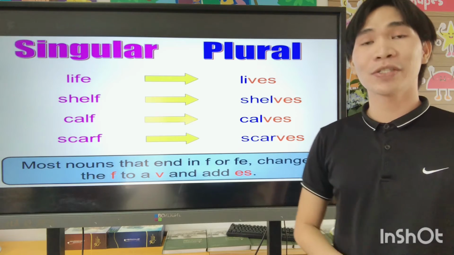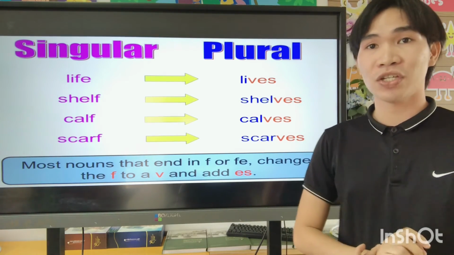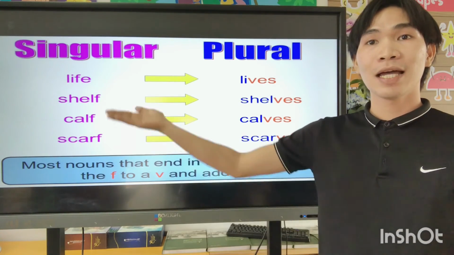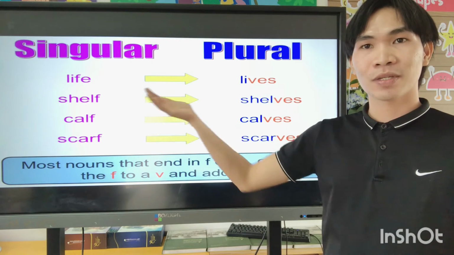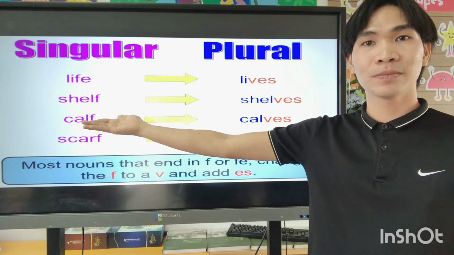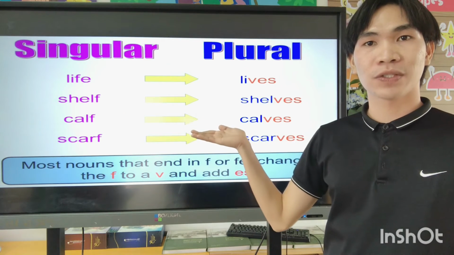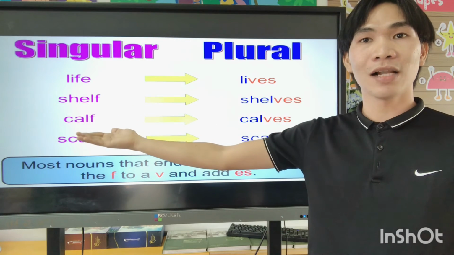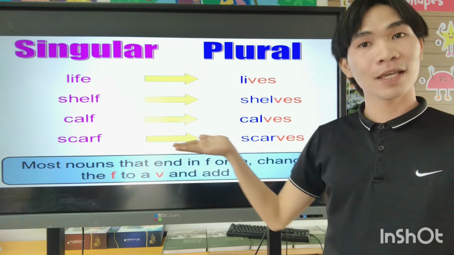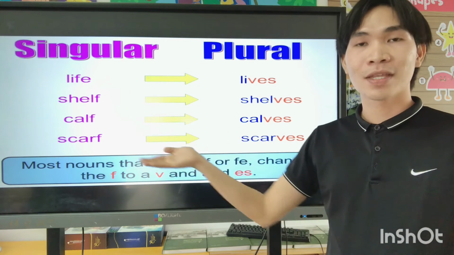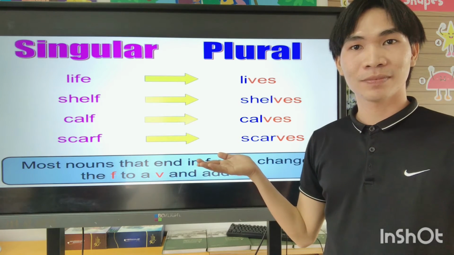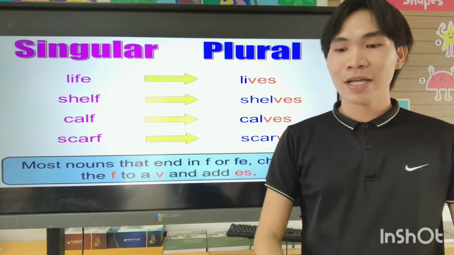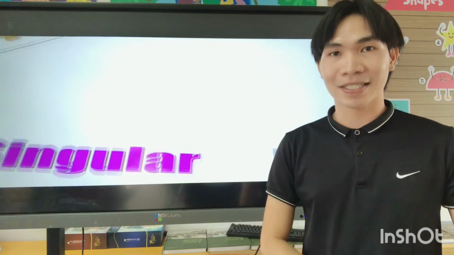Scarves. Very good. So now let's practice the correct pronunciation of these words. Life. Lives. Shelf. Shelves. Calf. Calves. Scarf. Scarves. Very good.